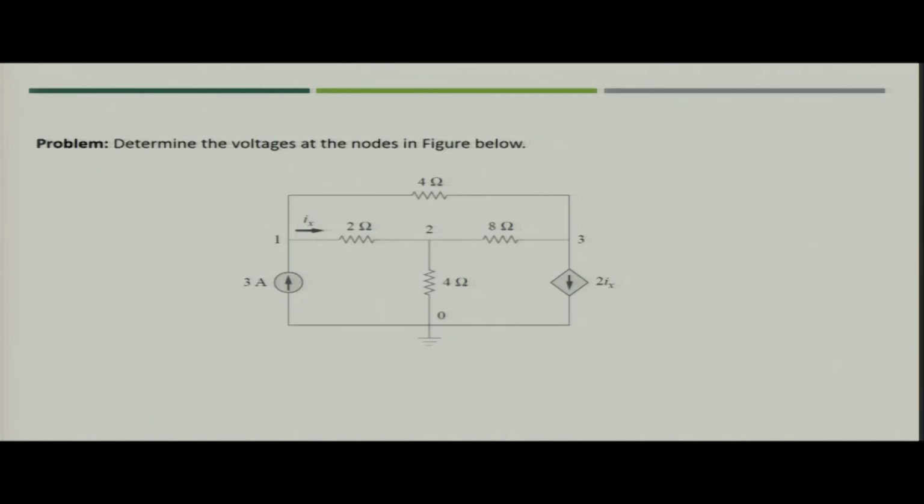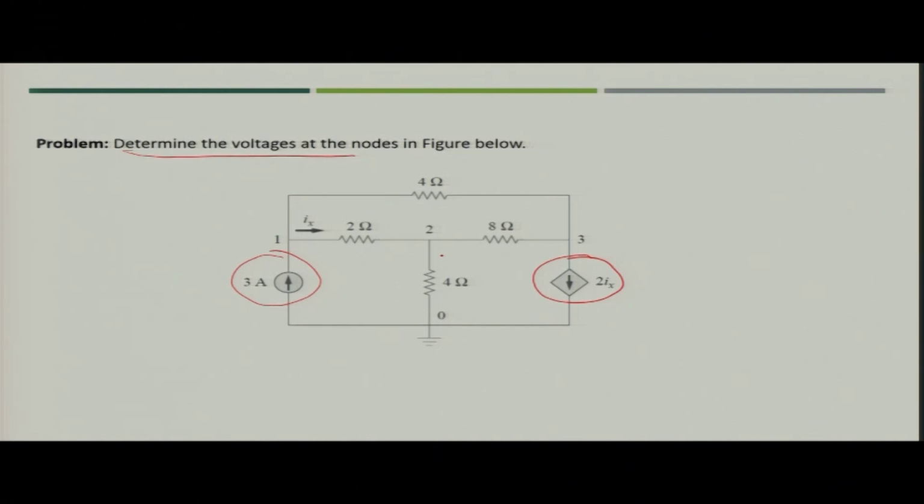Now, let us take another example. In this case, the node voltage needs to be determined, but here the sources are one independent current source and a second, a dependent current source. So, when you have dependent and independent current sources, how will you solve the circuit? You will follow the same procedure that we did in the previous example.